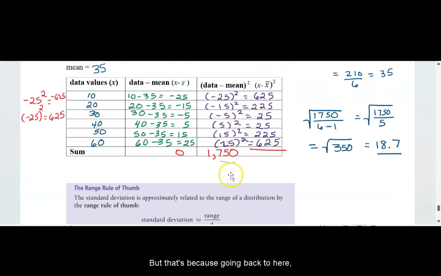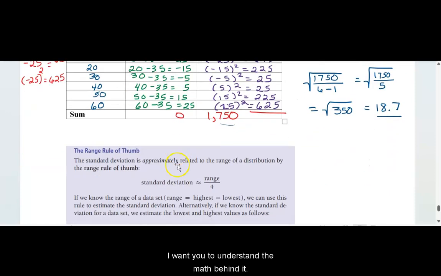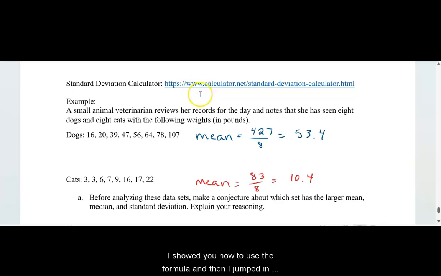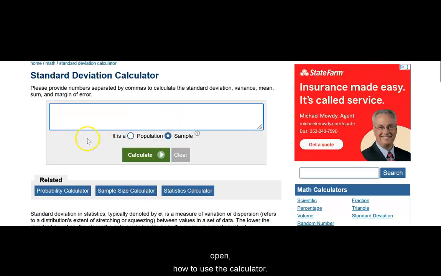And you might think, why did you not show this for the previous example? But that's because I want you to understand the math, the algebra behind how you calculate the standard deviation before we just jump into using an easy calculator. But now I will do it just like we did with the loans. I showed you how to use the formula, and then I showed you how to use the calculator.